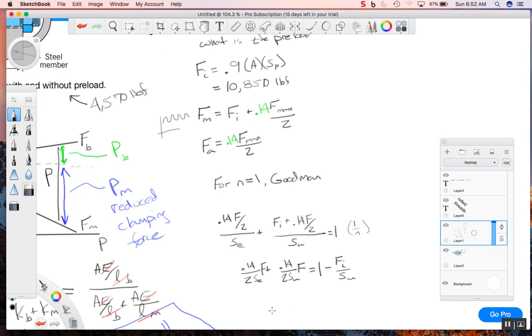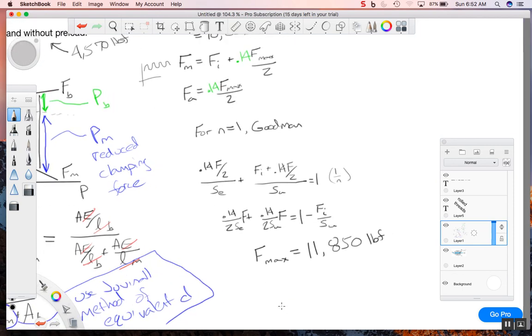Now I go through this whole thing. If I solve for my F max, right? Anybody have a guess what I get? 11,850 pounds. Holy cow. So by pre-tensioning the bolt, I've drastically changed how this whole thing works.